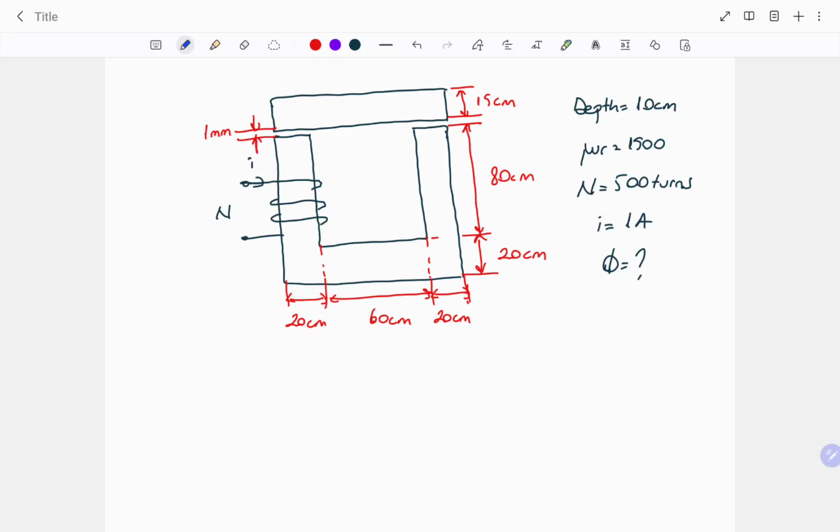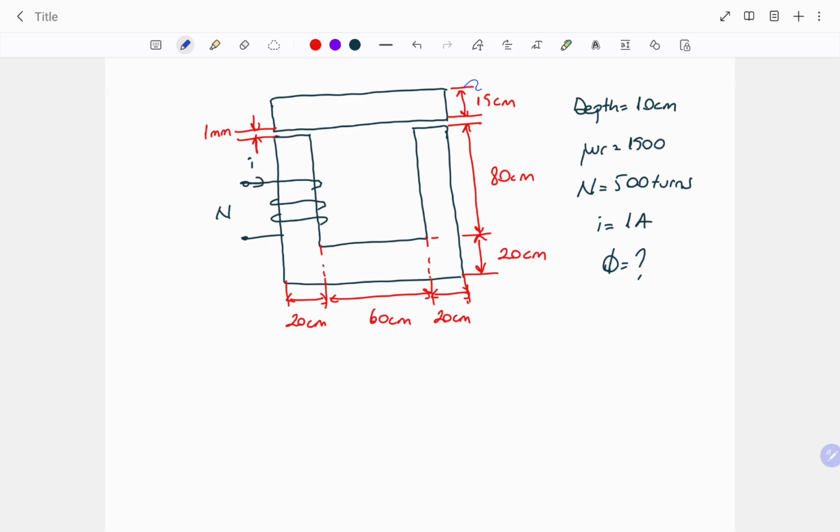Hello everyone, we will solve another magnetic circuit example. Again, we have a single loop with different dimensions and a single source which is located on the left leg.